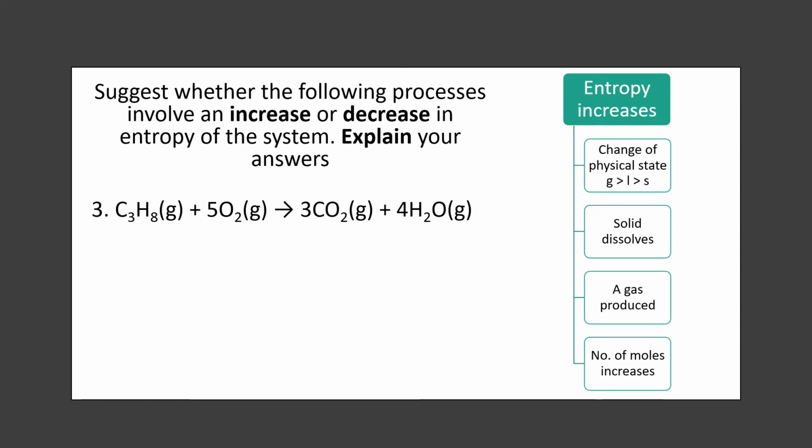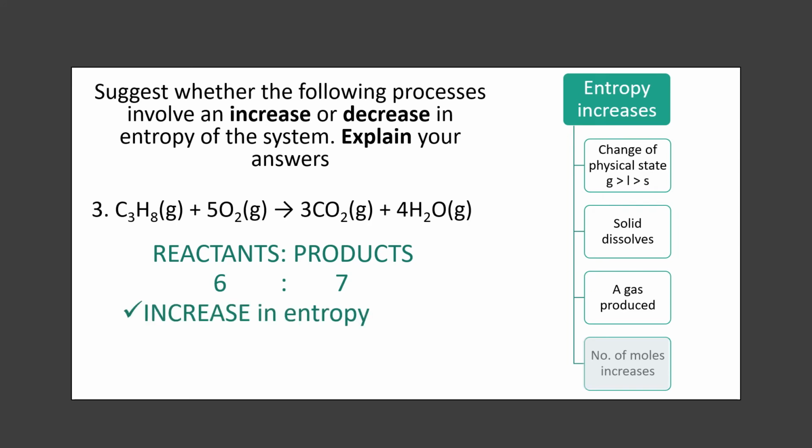So let's have a look at the number of particles on both sides of the reaction, and that would be your justification. If you look at the number of reactants to products, you see that it's 6:7. On the products side you have more moles, isn't it? So there are more particles on the product side, which means there will be more ways of arranging the particles on the product side, hence an increase in the entropy, therefore a positive value for the entropy as well.